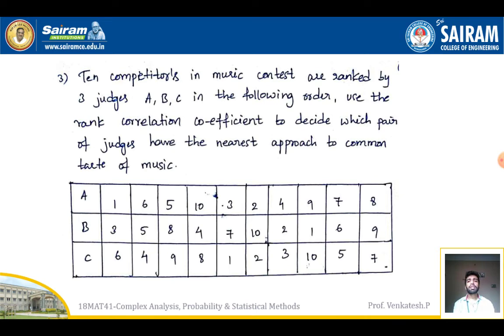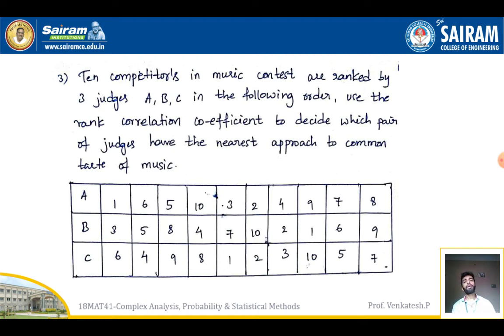One more example: the 10 competitors in a music contest are ranked by 3 judges A, B, C in the following order. Use the rank correlation coefficient to decide which pair of judges have the nearest approach to common taste of music. So they have given 3 judges here and they have given ranks also. From judge A, the ranks are 1, 6, 5, 10, 3, 2, 4, 9, 7, 8. From judge B: 3, 5, 8, 4, 7, 10, 2, 1, 6, 9. From judge C: 6, 4, 9, 8, 1, 2, 3, 10, 5, 7.